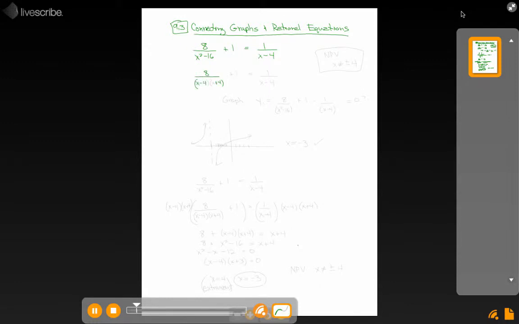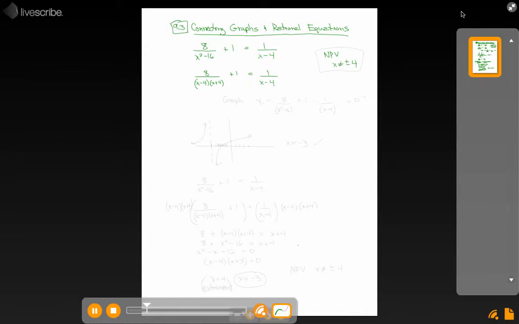If I factor this particular term as a difference of squares, I can see that there are two non-permissible values: x can't equal plus or minus 4. Either one of those would make me divide by 0, which means it would be impossible to find the solution.